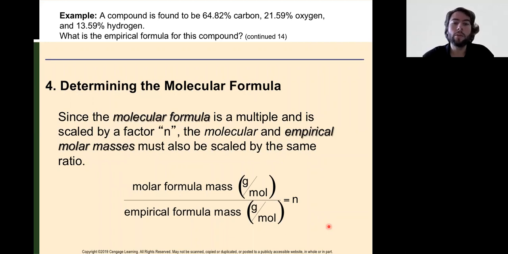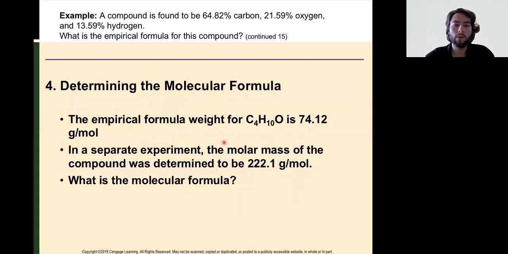So then we determine the molecular formula by looking at the empirical formula mass and the molecular formula mass. If we remember back, we were told that the molar formula mass is 116. So we would divide the empirical formula mass by that number. Since the molecular formula is a multiple and is scaled by a factor of n, the molecular and empirical molar masses must also be scaled by the same ratio.